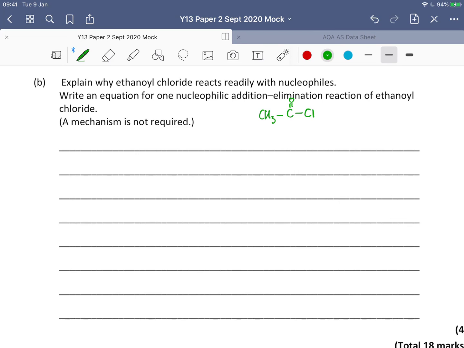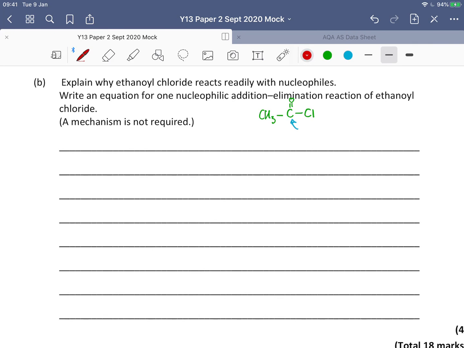Now, it said nucleophilic addition elimination reactions, so anything that's going to be reacting in a nucleophilic addition reaction is going to be attacking that carbon. And why is it going to attack it? Well, because it's delta positive. It's delta positive because of it being attached to particularly electronegative elements. You need to talk about both of them, right? We are talking about ethanoyl chloride, so we need to be talking about the oxygen and the chlorine.